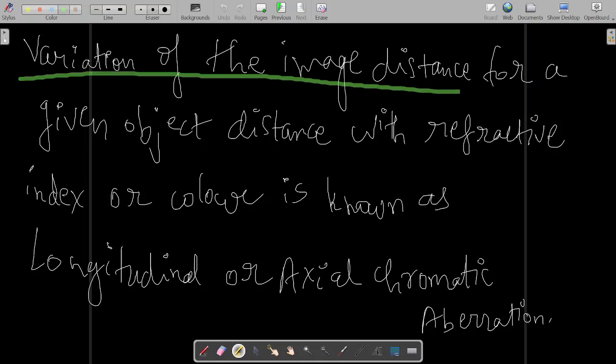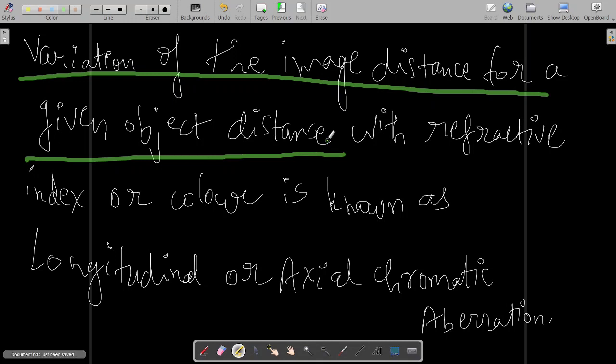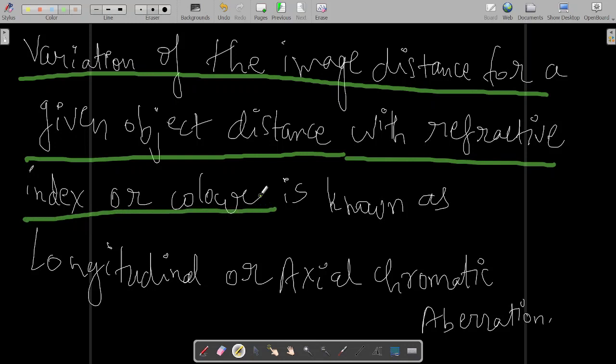So variation of the image distance for a given object distance: there will be a certain object distance u and image distance will be v, and the image distance will be different for different colors clearly, because the refractive index is different for different colors. Because color is different, wavelength is different, and as wavelength is different, refractive index is different, and as refractive index is different, focal length is different. This is known as longitudinal or axial chromatic aberration.